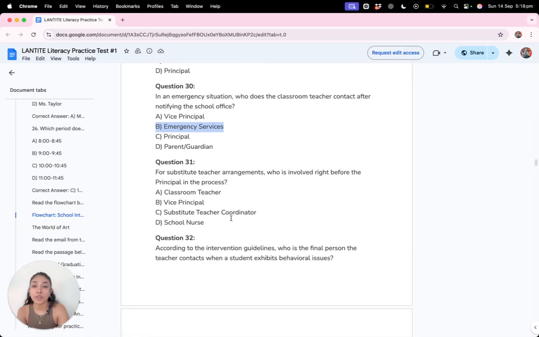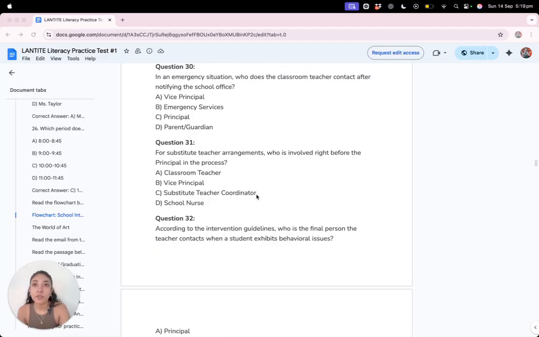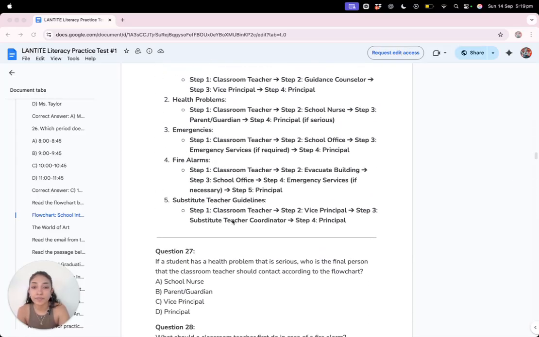Then we have question 31. For substitute teachers arrangements, who's involved right before the principal in the process? We've got classroom teacher, vice principal, substitute teacher coordinator, and the school nurse. So based on the flow chart, we're going to go with the substitute teacher coordinator, and that's because that's the third contact person in the flow chart. That's just what it says here.